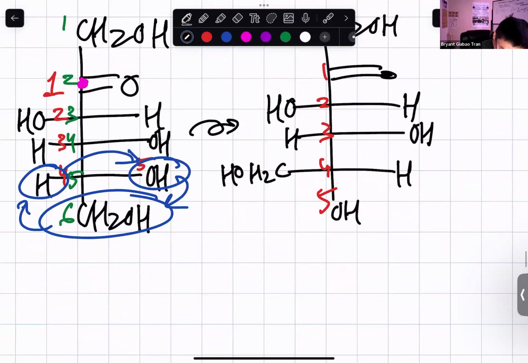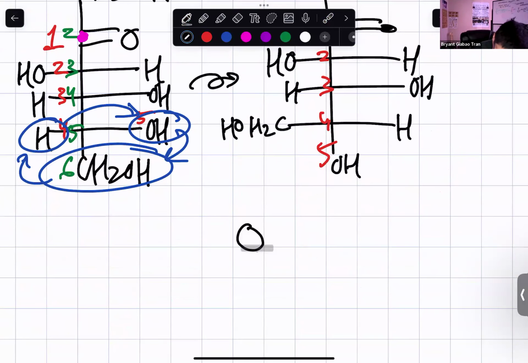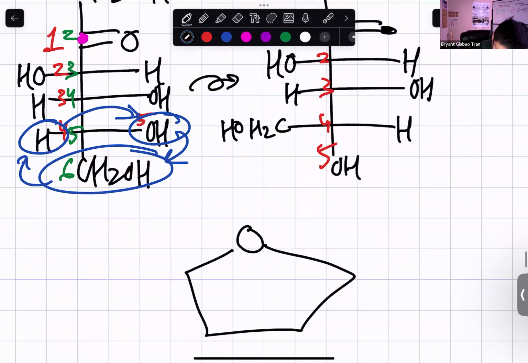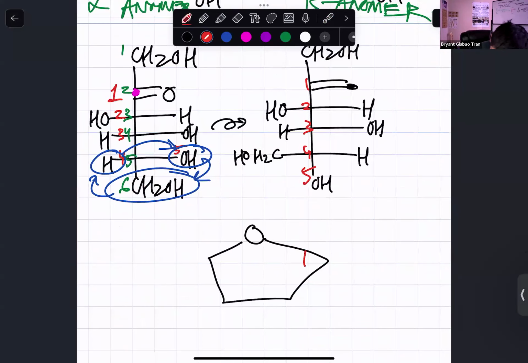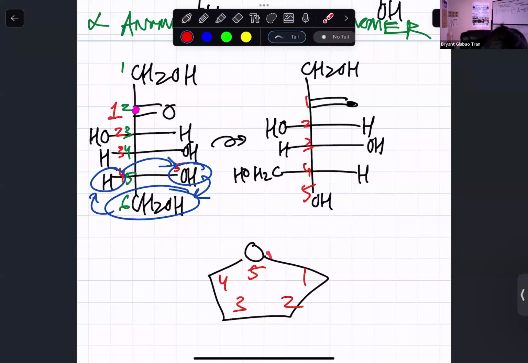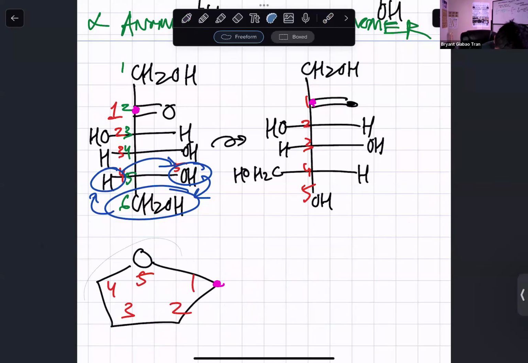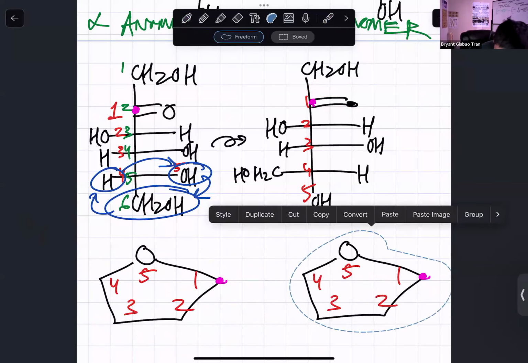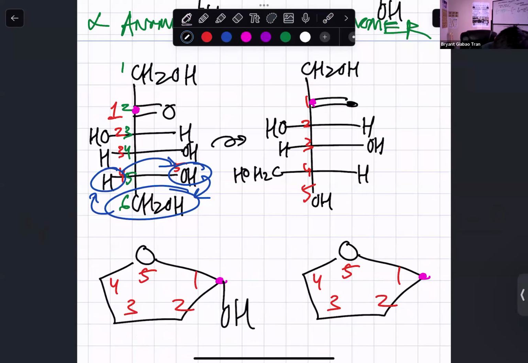So when I close the ring, the Haworth projection for a 5-membered ring is going to be like this, where oxygen is in the middle, and this is going to be 1, 2, 3, 4, 5, like that. This bond right here between 1 and 5 is the new bond when the alcohol attacks that carbonyl carbon right there. This is the anomeric carbon. That means that when that anomeric carbon gets attacked, the OH could have been down or up, and those are our 2 different anomers.